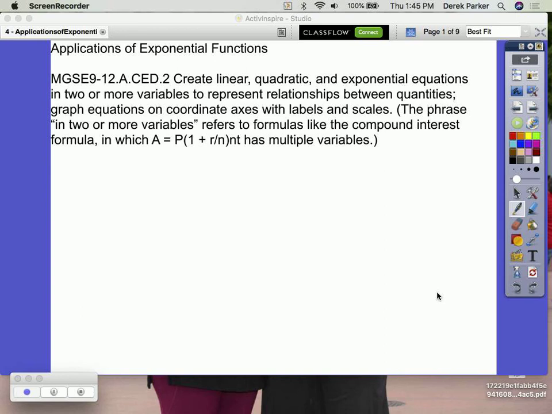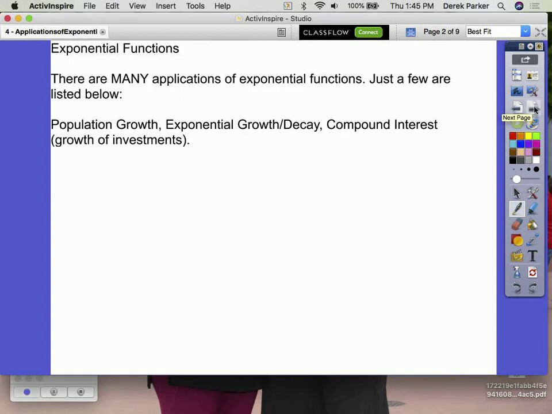Fourth concept of Unit 4, we'll be dealing with applications of exponential functions. There are many applications of exponential functions. Just a few are listed below: population growth, exponential growth and decay, compound interest, and growth of investments.